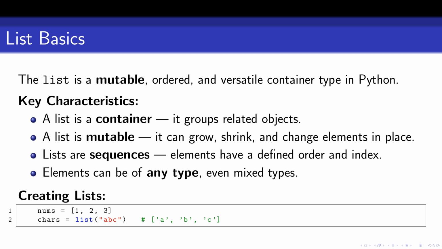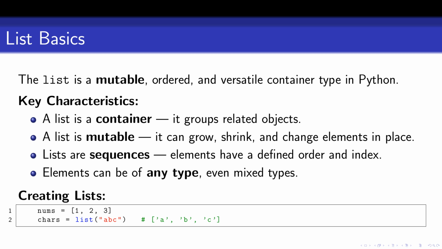Lists in Python are mutable, ordered containers capable of holding any type of data, including other lists. As a mutable data type, lists can be resized and modified in place, unlike strings or tuples. They're also ordered, meaning elements have a specific position and can be accessed by index. You can create lists using square brackets, like [1, 2, 3], or by calling the list constructor on any data type that can be iterated, such as a string or range.